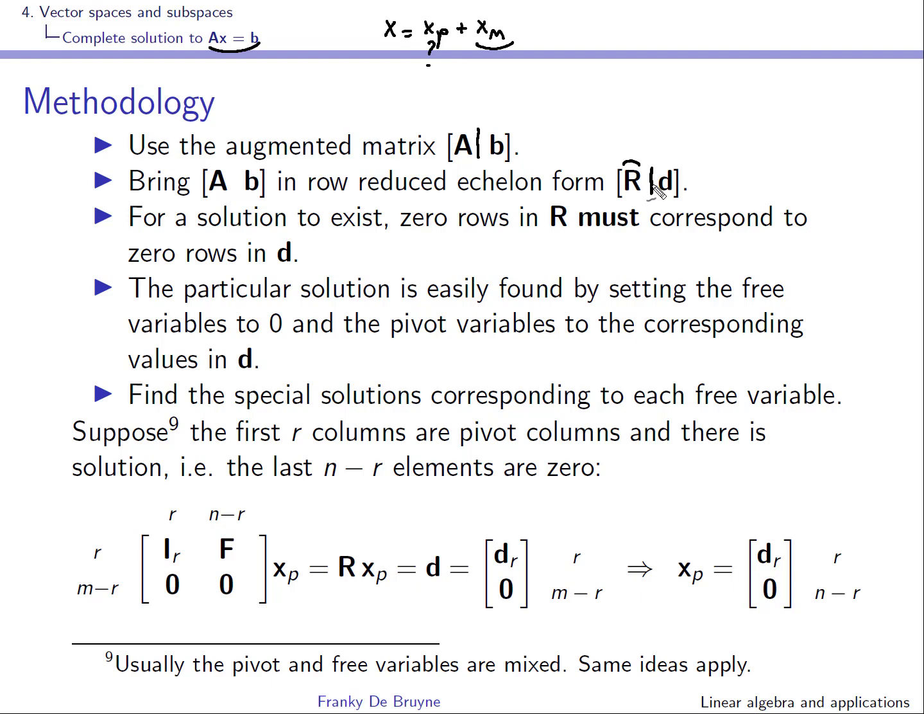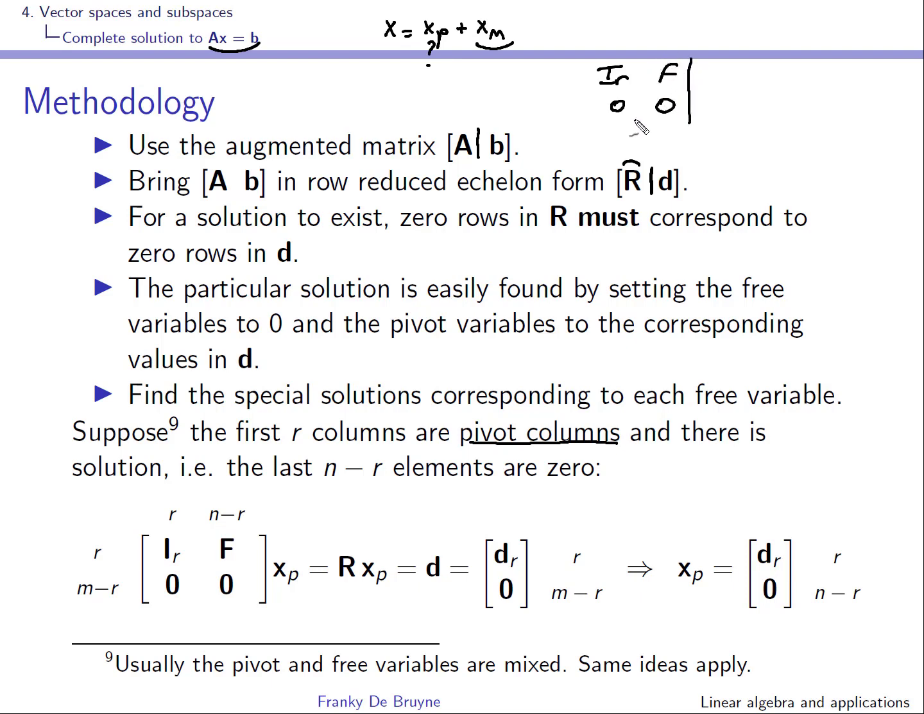Okay, so again, for the sake of the argument, we'll assume here that the first r columns are pivot columns. Even if we know that in reality, you have to see that the pivot and free variables are mixed. So if we bring this augmented form into this form over here, and we assume that the first r columns are pivot columns, we obtain something like this: R, F, and rows of zeros over here.